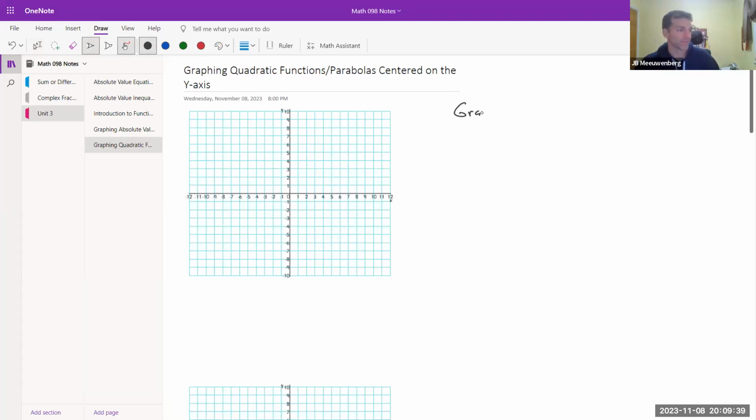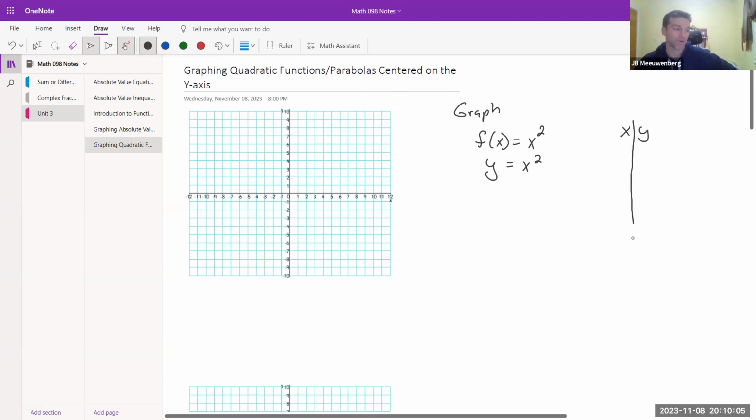Let's graph the standard quadratic function, f of x is equal to x squared. Now you can also think about this as y equals x squared, but we're also introducing and learning about function notation. So let's start like we have before with an xy table. If you're not sure how to graph something, this can at least get you in the right direction. So like usual, let's choose some values for x and then substitute them into the equation.